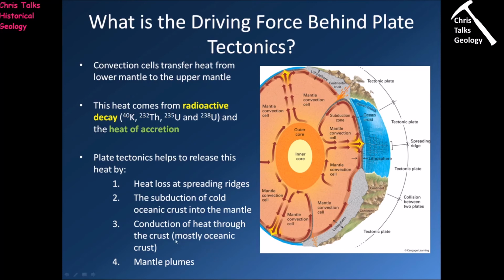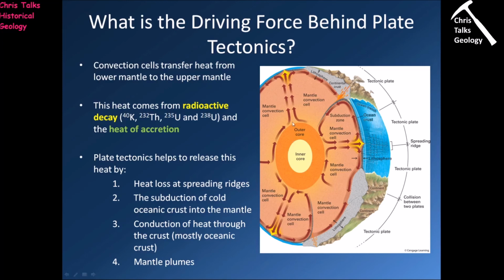Obviously, the simplest way of losing heat is through conduction. Heat will simply conduct through the crust and then be lost to the atmosphere or the oceans. Most of the heat is conducted through the oceanic crust because it's the thinnest. Remember, continental crust can be up to 70 kilometers thick, so it doesn't conduct heat hugely effectively. Oceanic crust is only about 5 to 8 kilometers thick, so the heat can transfer through it relatively fast. And the final way is mantle plumes.